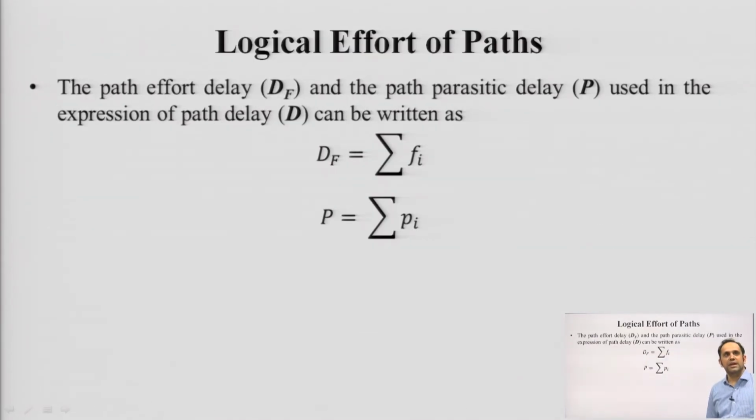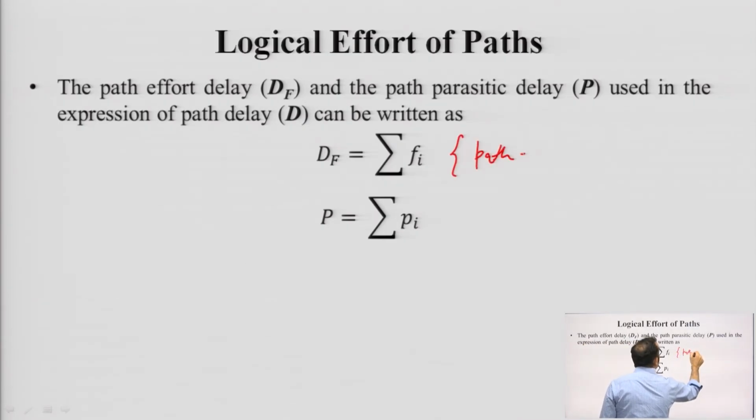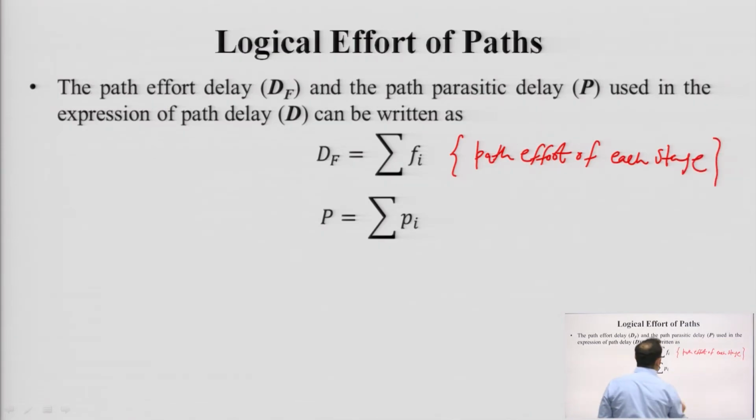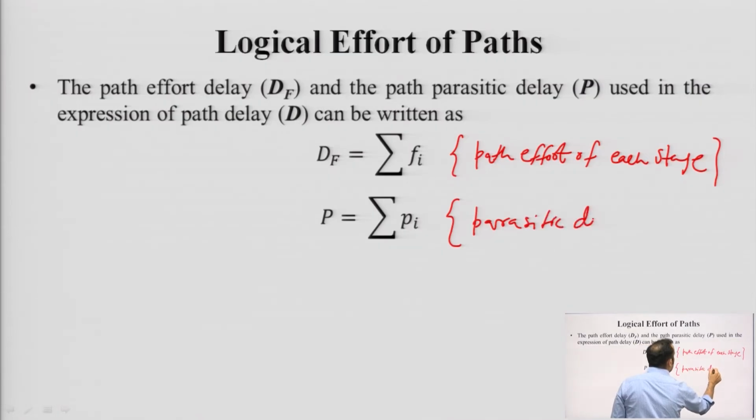The path effort delay and the path parasitic delay used in this expression for the total normalized delay, this is the summation of f. F is the path effort of each stage, and this is the parasitic delay of each stage.